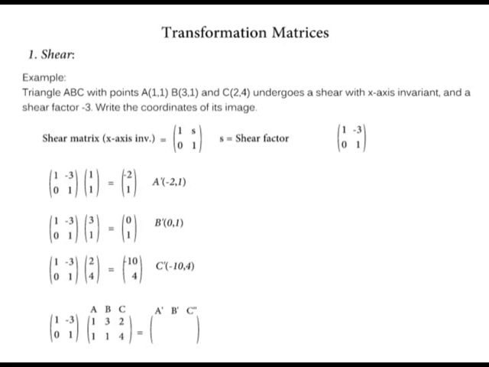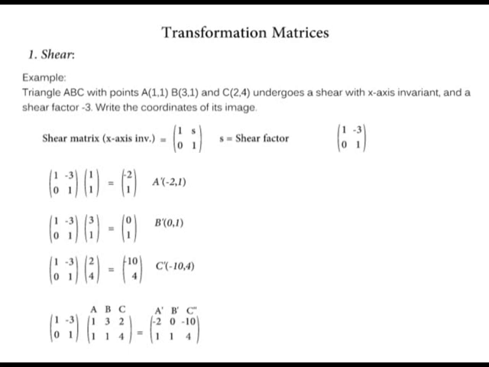1 times 1 plus -3 times 1 is -2. 1 times 3 plus -3 times 1 is 0. 1 times 2 plus -3 times 4 is -10. Then the y coordinates. 0 times 1 plus 1 times 1 is 1. 0 times 3 plus 1 times 1 is 1. And then 0 times 2 plus 1 times 4 is 4. And so we have the matching coordinates.